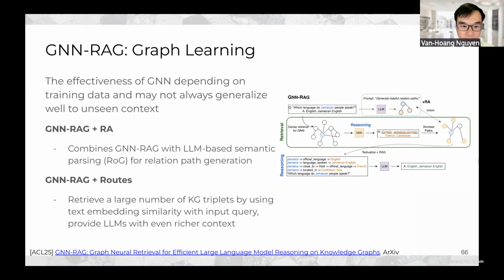And not only can we combine the graph generated by GNN and RoG, but we can also combine it with the traditional RAG dense retrieval methods, such as text embedding similarity, and even expand the context of our LLMs further.